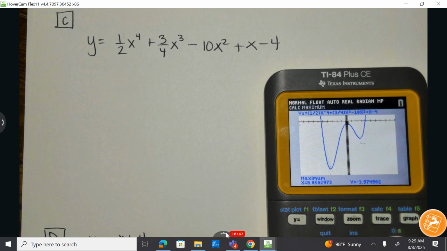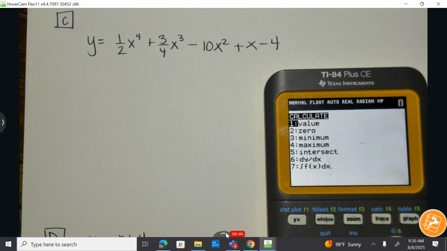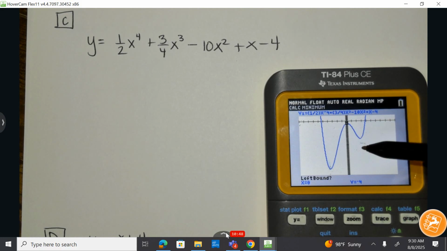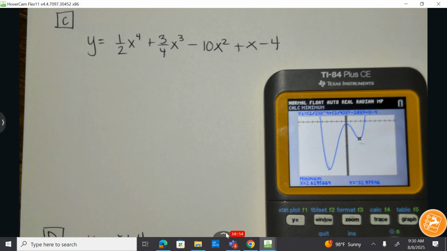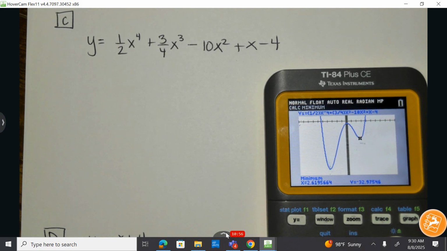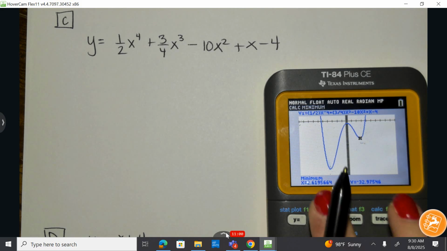While students are doing this, I'm going to find the relative or local minimum. Second, calculate, minimum. I want to go somewhere to the left of this. Let's go 1 to the left. Somewhere to the right, let's go 5. I press enter. I end up with these coordinates. Can I have a thumbs up or thumbs down in class if you were able to come up with that? Please do second plus 712.